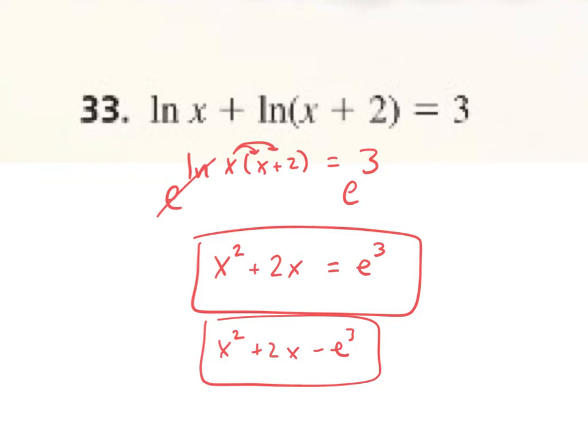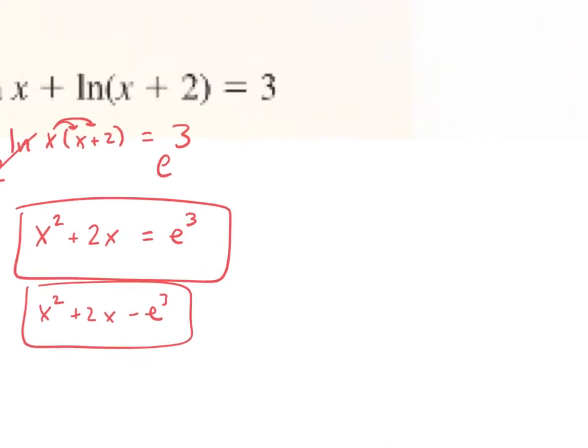Yes? We don't need to simplify e to the third? Not from here, you can't do it unless you had a calculator. On the test, you won't have one like this, where you have an x squared and e to the third. You could have one that would be like 2x is equal to e to the third, then you could put this into the calculator. So if it wasn't x squared, you could put it in the calculator.